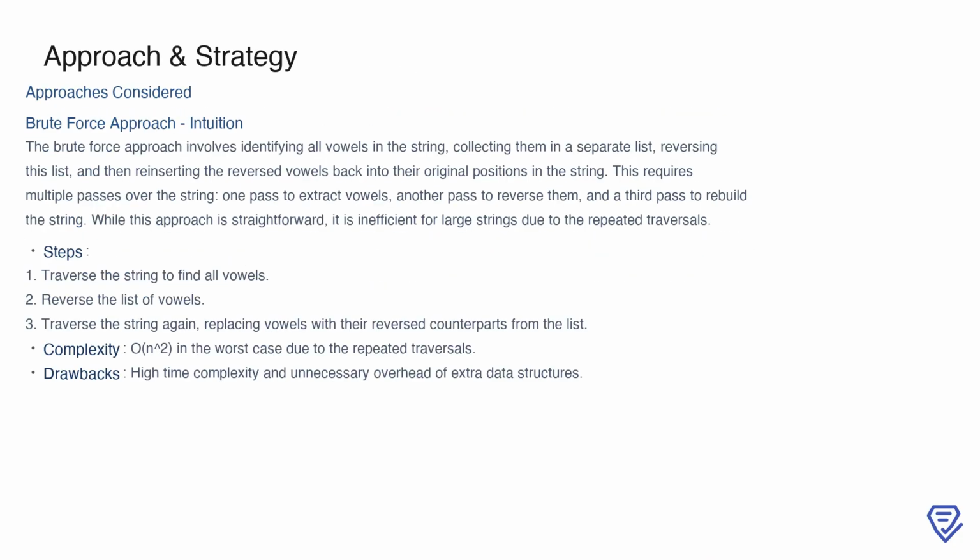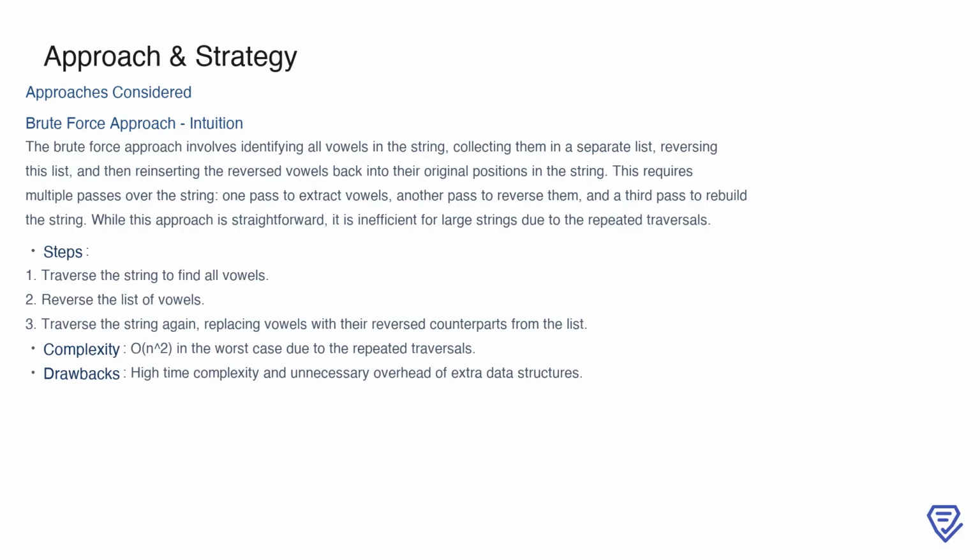To begin, let's consider the brute force approach to this problem. The intuition here is fairly simple. We identify all the vowels in the string, collect them into a separate list, reverse that list, and then put the reversed vowels back into their original positions. This method involves multiple steps. First, we traverse the string to locate all the vowels. Once we have them, we reverse the order of these vowels. Finally, we perform another traversal of the string, replacing the vowels with their reversed counterparts.